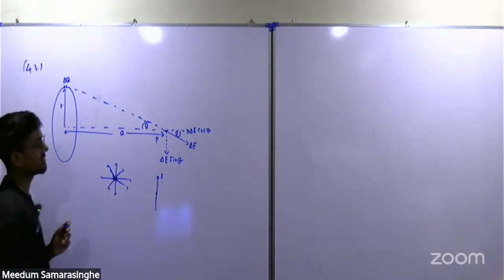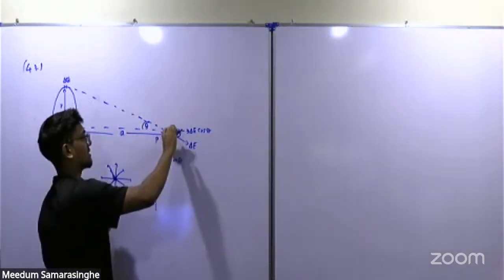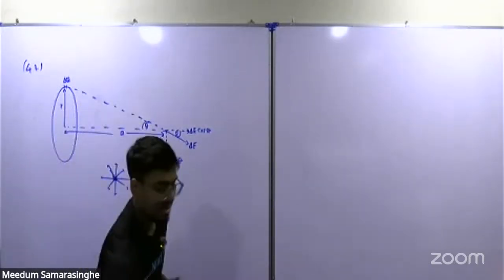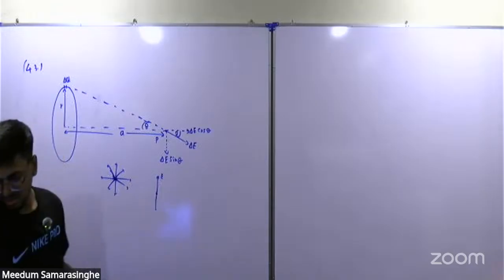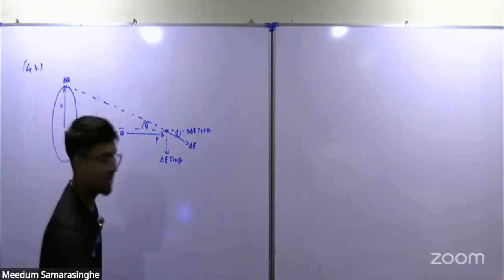Those things are cancelled. So what are the other components? E cos theta will be added up to give the resultant electric field strength at point P, right? Resultant electric field strength at point P. So how to find the electric field strength at point P?